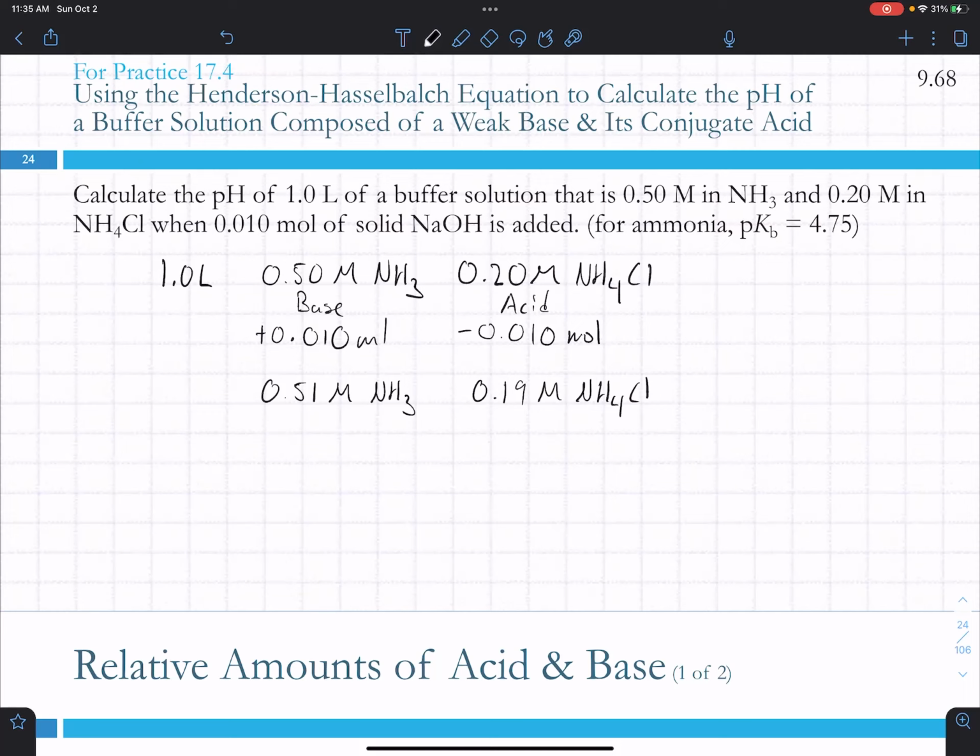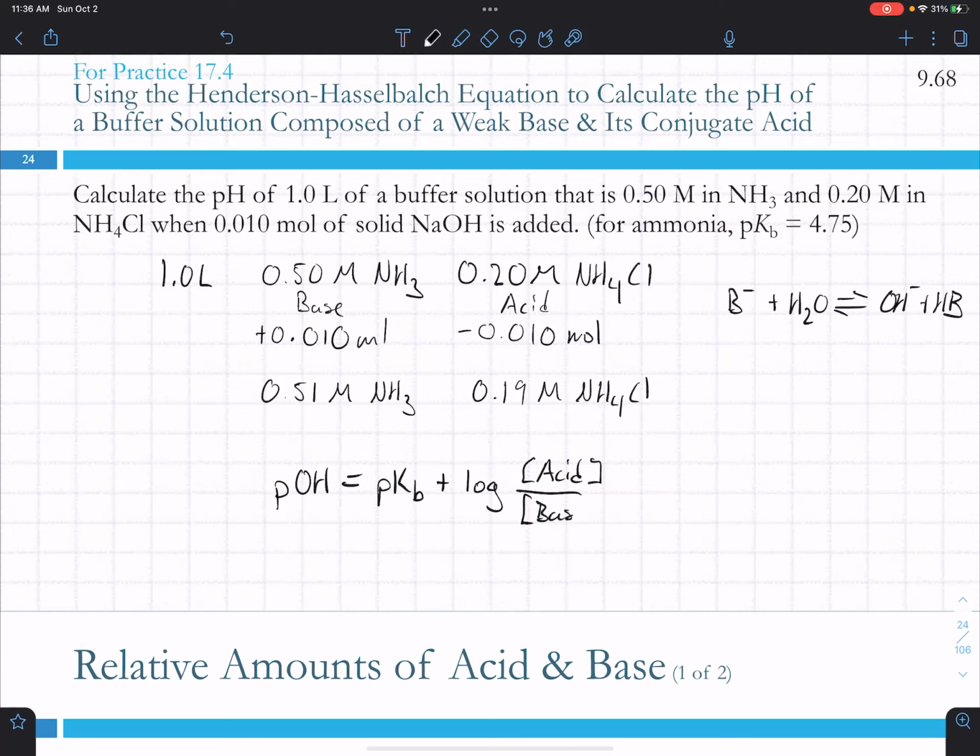All right, so we take this now, we plug it into the Henderson-Hasselbalch equation. Now remember, when we're doing this for weak bases, when we're doing this for a Kb, it's pOH equals pKb plus the log. And then similarly, since now we're starting with the base plus water, it's going to give us OH minus plus HB. This is also reversed from the weak acid buffer form of this, and it's acid over base. Because here the acid is our product and the base is our reactant.